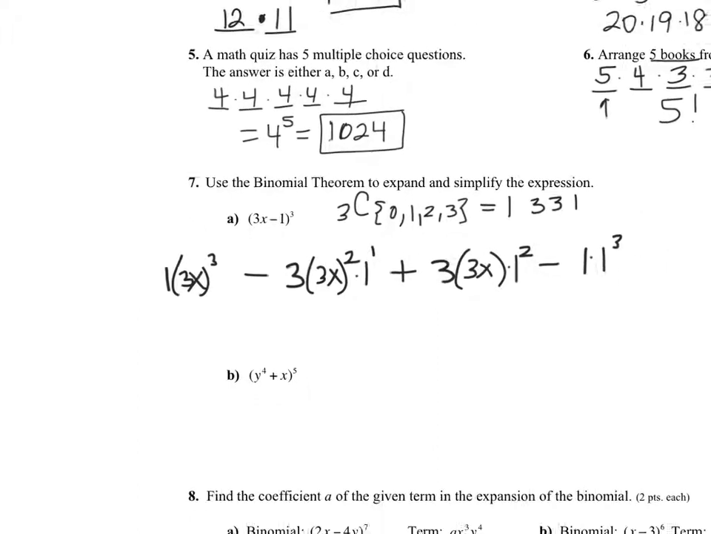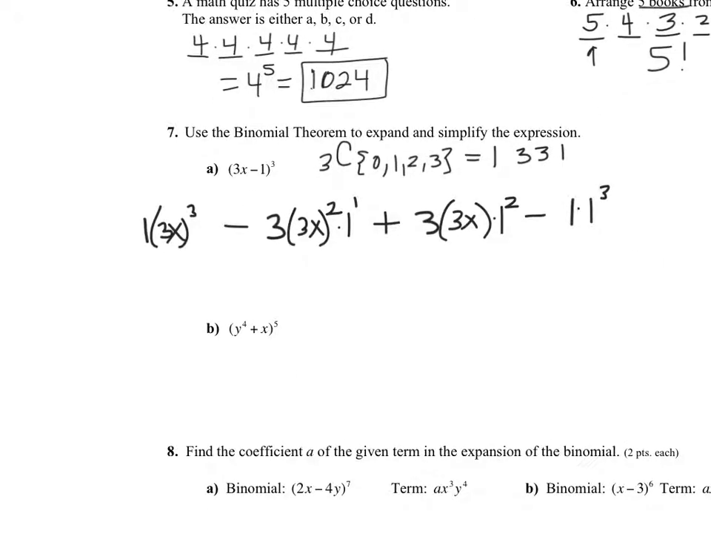And now we need to simplify everything. Don't make this mistake. A lot of people like to do 3x cubed, but don't forget you're cubing the 3 also.